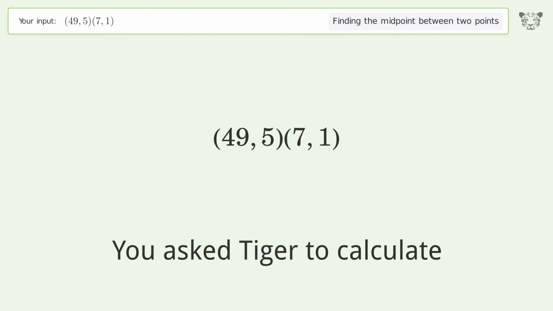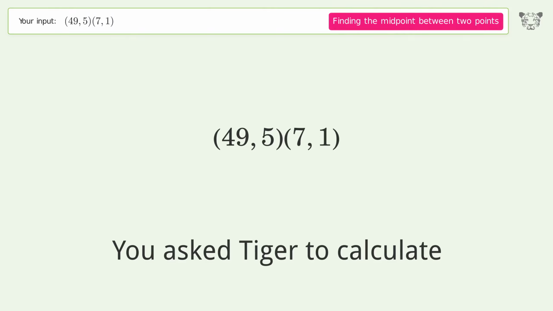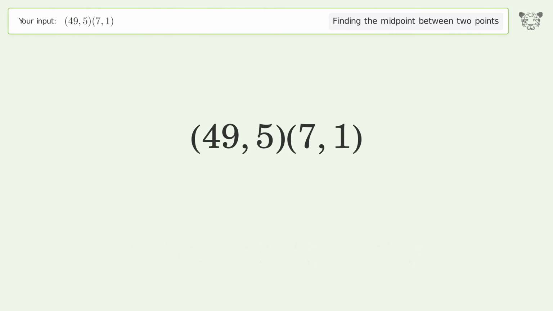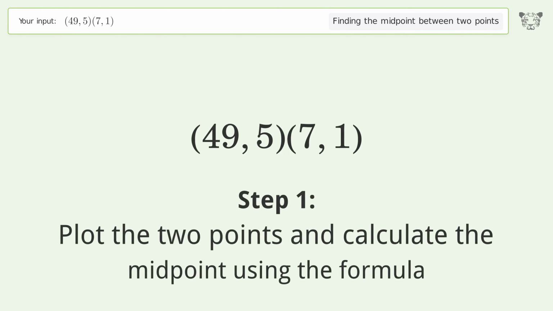You ask Tiger to calculate. This deals with finding the midpoint between 2 points. The midpoint between the 2 points is 28,3. Let's solve it step by step. Plot the 2 points and calculate the midpoint using the formula.